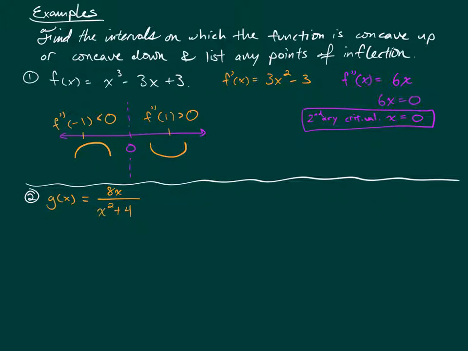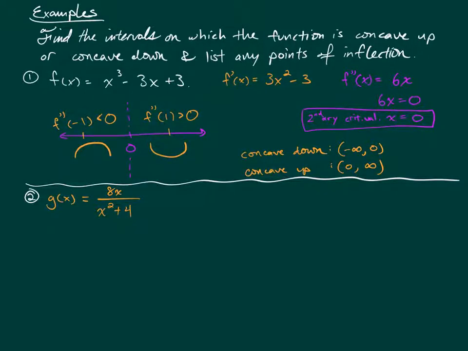So we can make our little notations to find the concavity. It is concave down from -infinity to 0, and concave up from 0 to infinity. Now that's part of it.